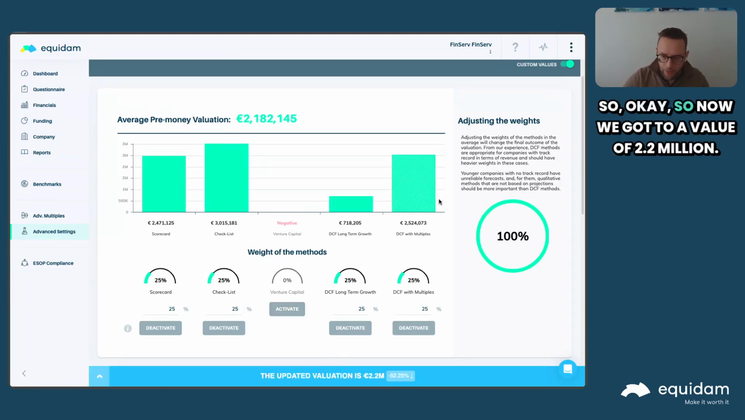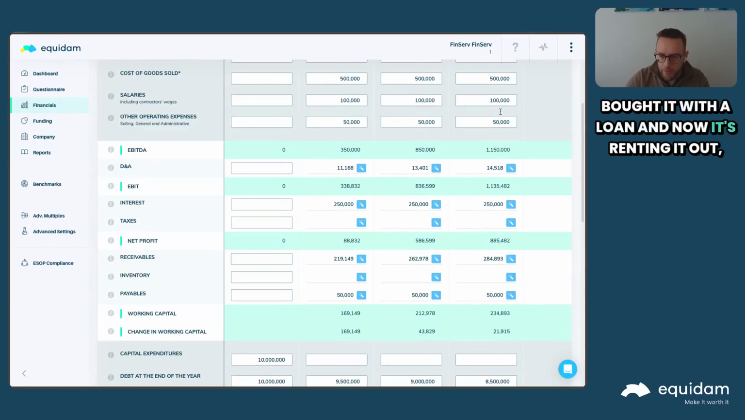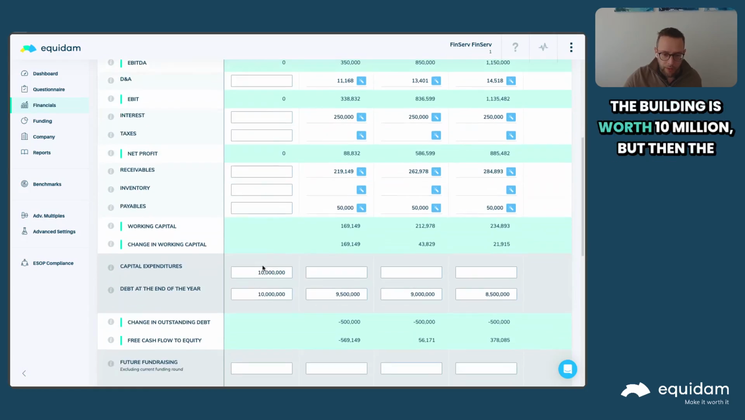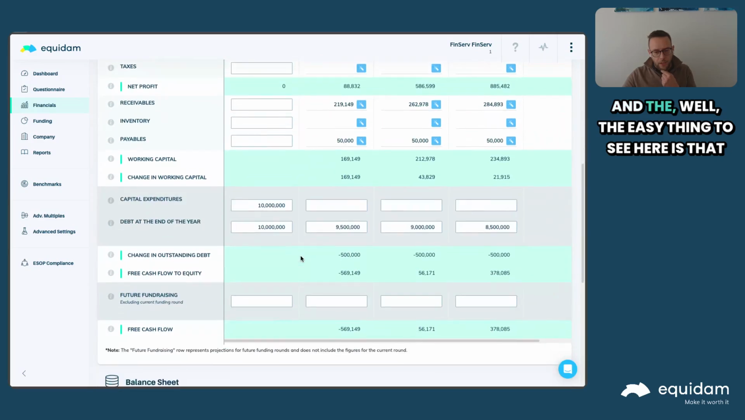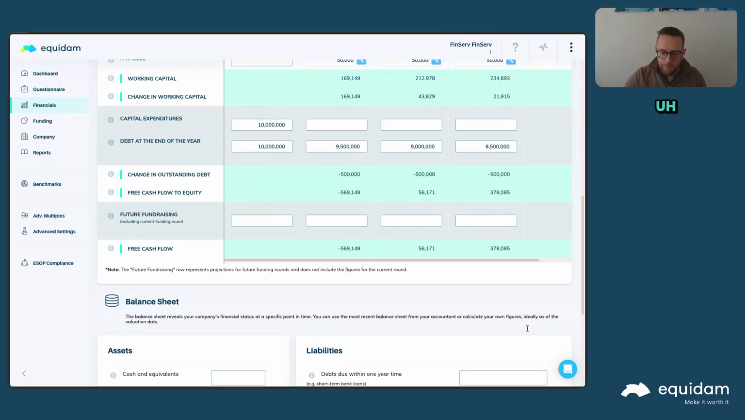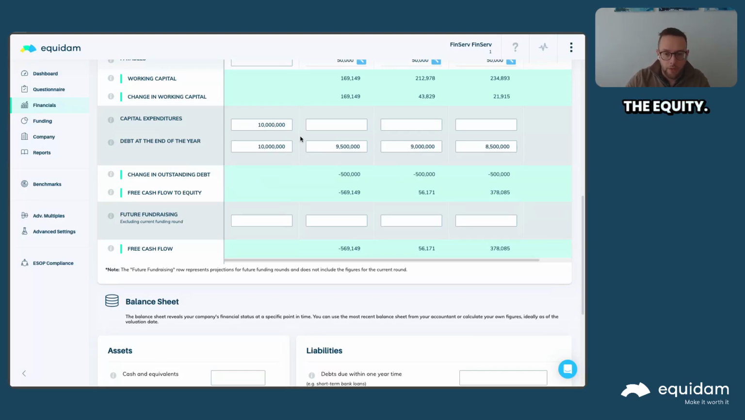Now we got to a value of 2.2 million for this company, a company that operates one building, bought it with a loan, and is now renting it out. So the question is, where is the value of the building in this valuation? The building is worth 10 million, but the value of the company is only 2. The easy thing to see here is that this building was bought with a loan, so the value is not going to be in the equity. What we're calculating here is the value of the equity. If the building has been bought with a loan, then its value is not going to be in the equity.